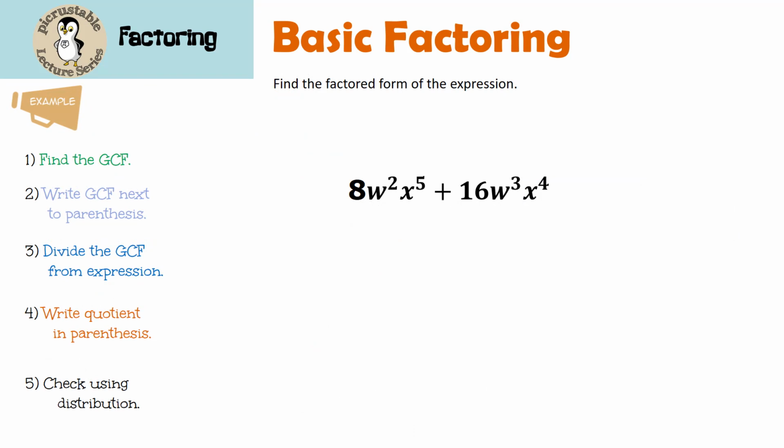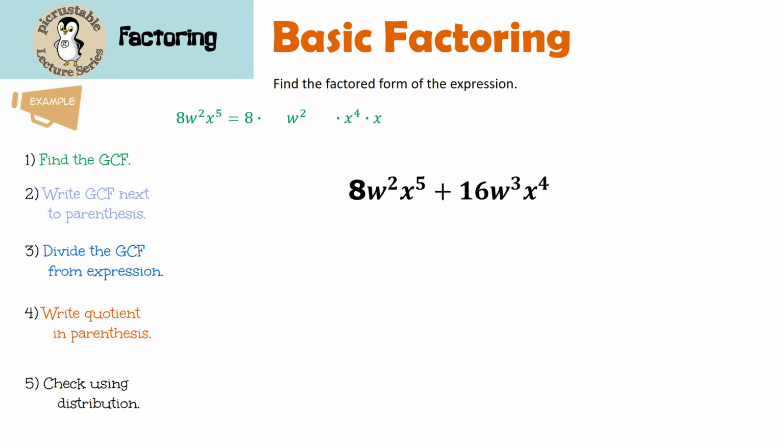Let's look at this example. We have a whole bunch of stuff going on here. We have a number and two variables, but guess what? It's exactly the same. 8w squared times x to the fifth is 8 times w squared times x to the fourth times x. Let's review for a second.